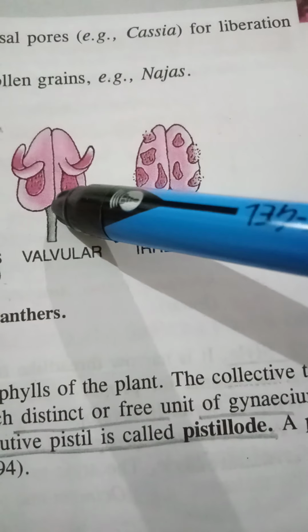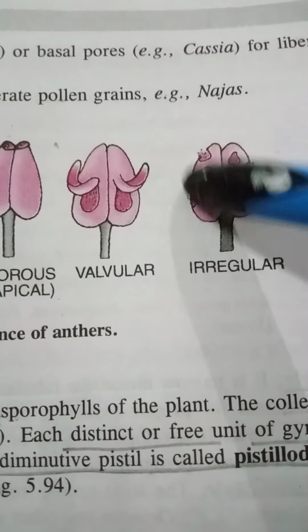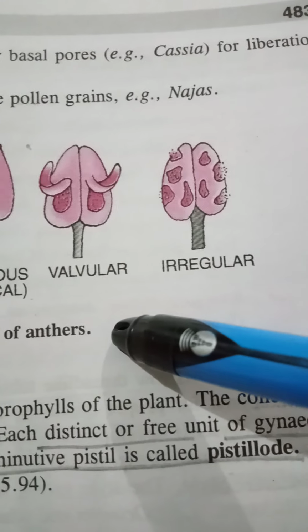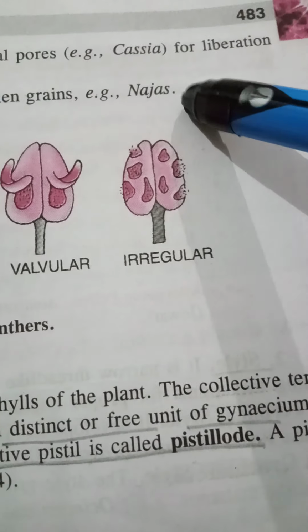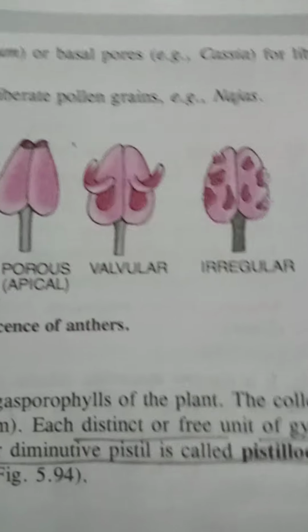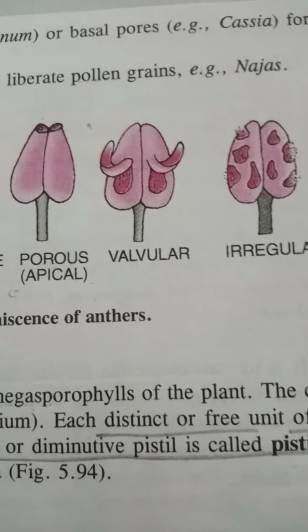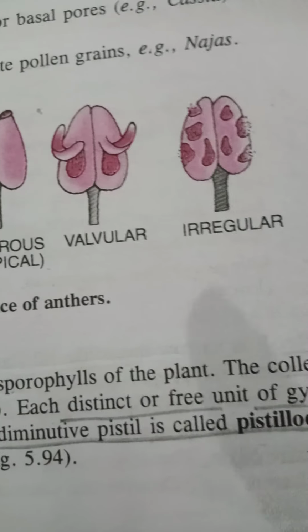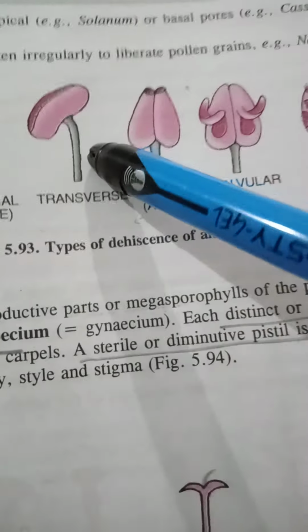And if the wall of the anther breaks and lifts at places, so you can see this is breaking and lifting up, isn't it? This type is known as valvular. And if the break is taking place irregularly, then it is known as irregular type. Okay, so these are the different types based on how the slit occurs for dehiscence of the pollen grains. So this is the androecium part.